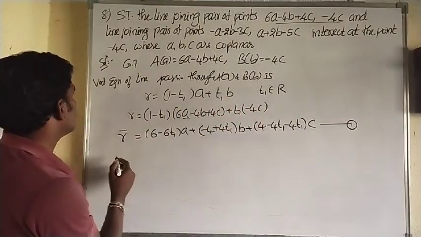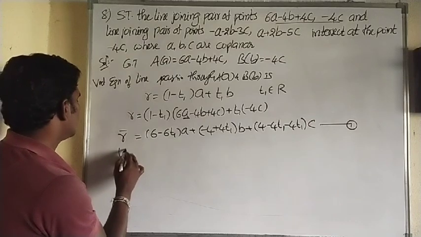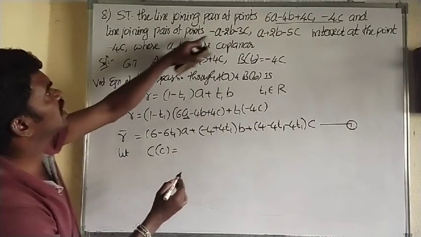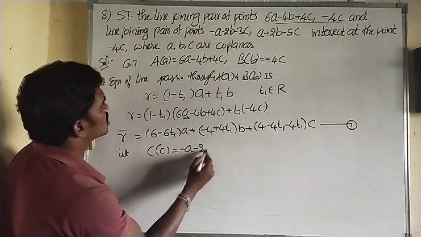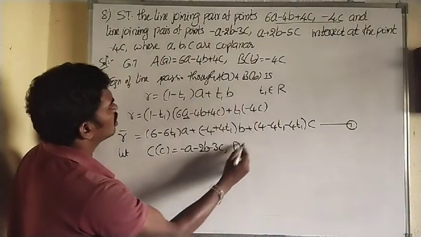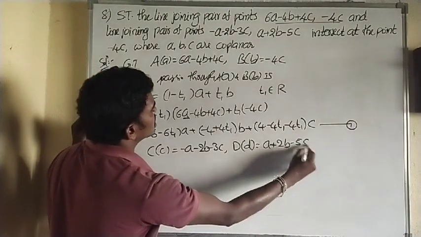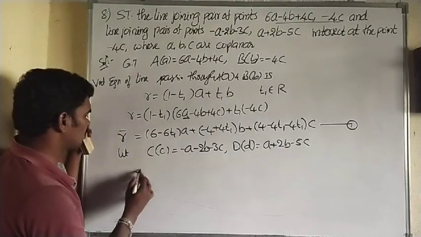Next, similarly, given that, let the second line have the point C, minus a minus 2b minus 3c, and the other point D, small d, I am taking as a plus 2b minus 5c. So for this, what is the vector equation of the line?